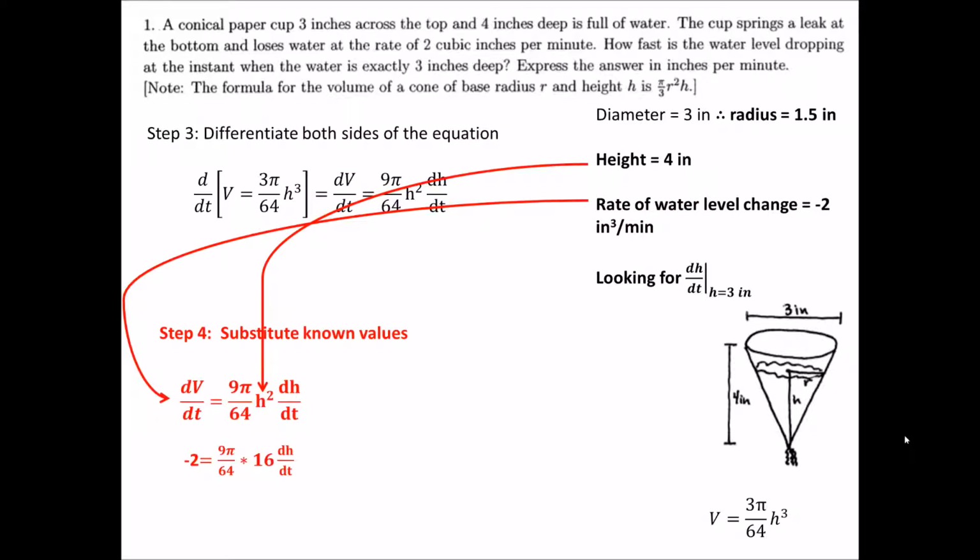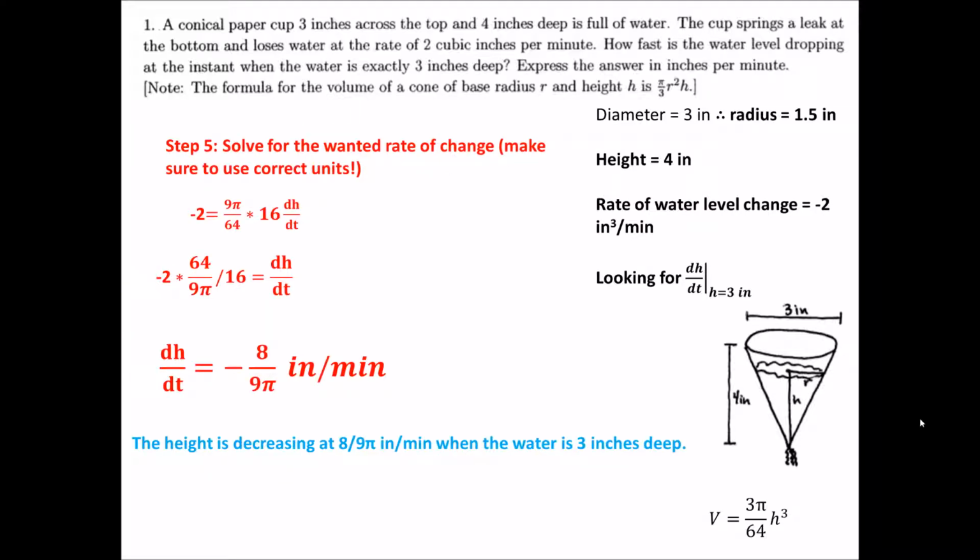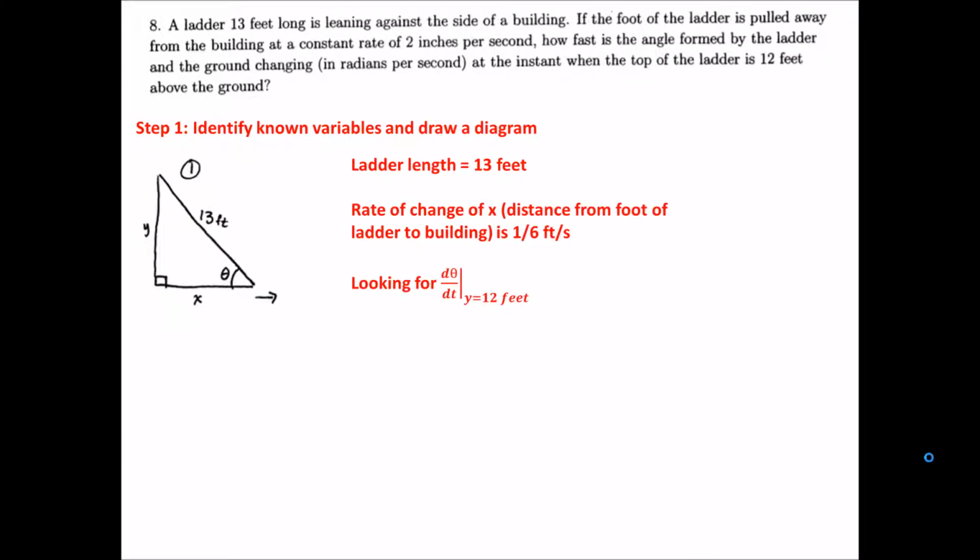Step 4 is to substitute known values into our equation. We know dV over dt is negative 2 inches cubed per minute, and we know height is 3. So when we plug it in, we can solve for dh over dt. Step 5 is to solve for the wanted rate of change. We just have to simplify for dh over dt, and at the end we get negative 8 over 9 pi inches per minute. So the height is decreasing at 8 over 9 pi inches per minute when the water is 3 inches deep. Let's do another problem.